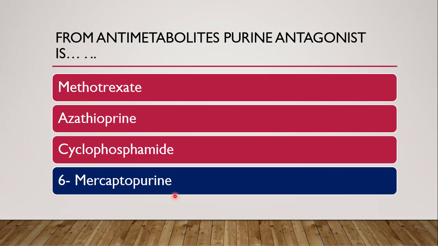Now how will you remember this? The examples of purine antagonist are 6-mercaptopurine and 6-thioguanine. Now purine, if you see, it is 1, 2, 3, 4, 5, 6. Purine is of 6 alphabets. So purine antagonists will contain 6 in front of their name, like 6-mercaptopurine and 6-thioguanine. So wherever you find 6-mercaptopurine or 6-thioguanine, they are purine antagonists.